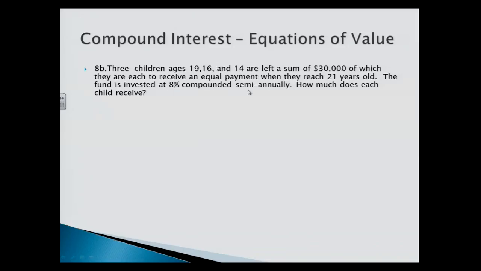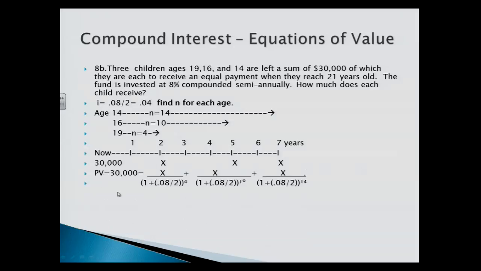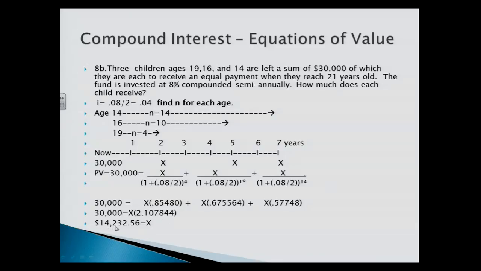I is going to remain the same, 8% divided by 2, but N is going to be different. So I want you to pause this and calculate N. For the 14-year-old N is 14, for the 16-year-old N is 10, and for the 19-year-old N is 4. Now set up a timeline and an equation to value a present value for each child. Here's your present value formula. All 3 of these should equal 30,000. Factor out the X and calculate the fractions. Add these 3 coefficients. Do a little algebra, and each child receives $14,232.56.